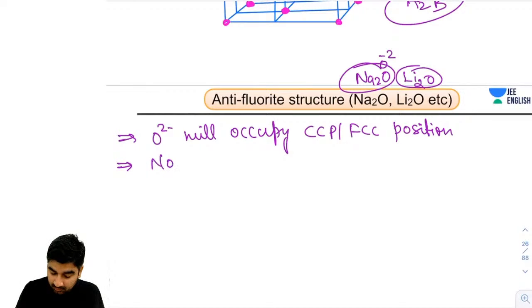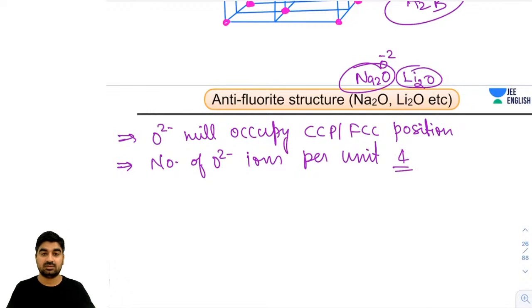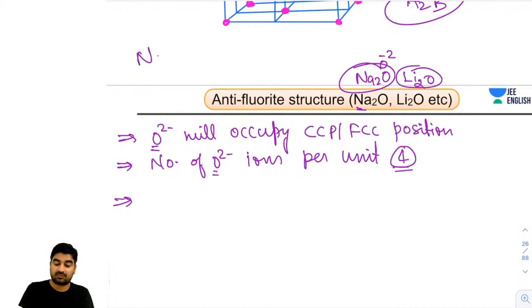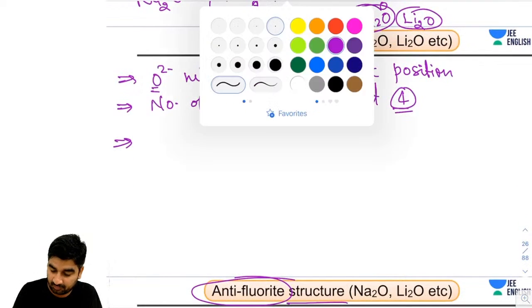Now, the number of O2- ions per unit cell will be 4, because FCC means at all corners and at all face centers. Now guys, where would the Na+ go? If O are 4, then Na would be 8. So these have to be present in the tetrahedral void, right?